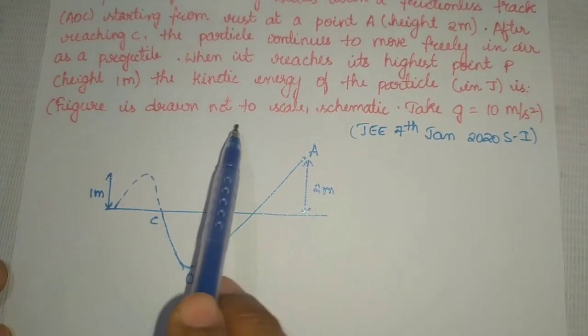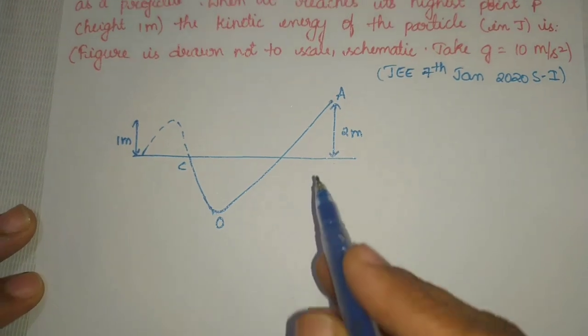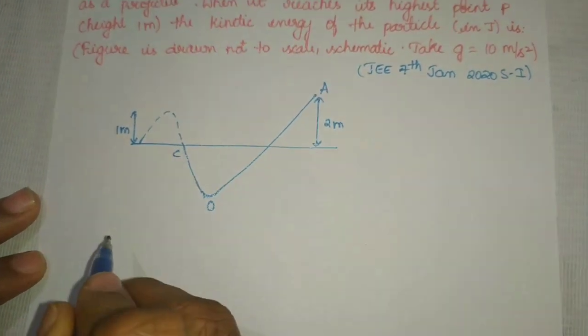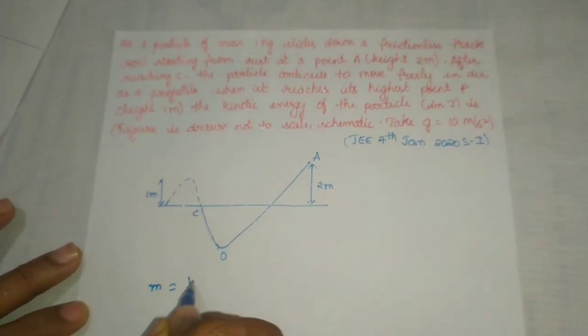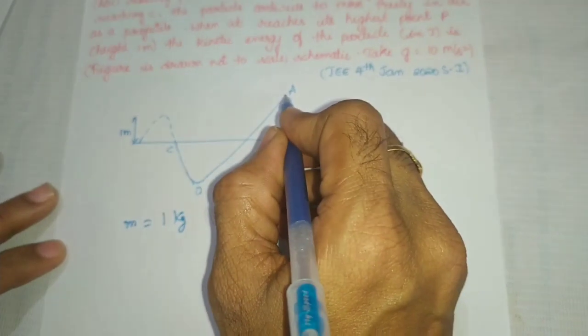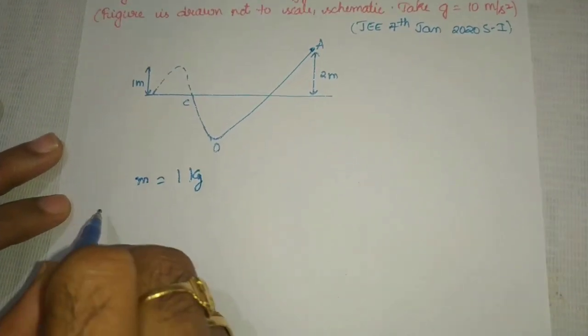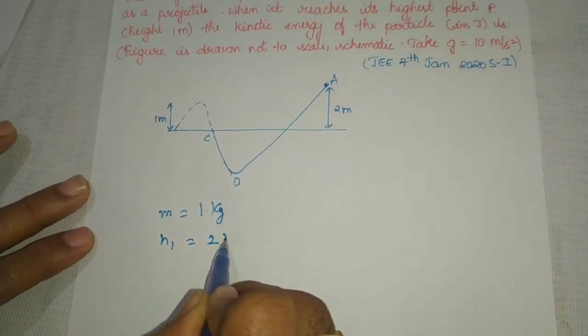Figure is drawn not to the scale. Schematic. Take g is equal to 10 meters per second square. Initially, the data is mass of the particle is equal to 1 kg. And it starts from point A here. At A, let height be h1, that is given by 2 meters.